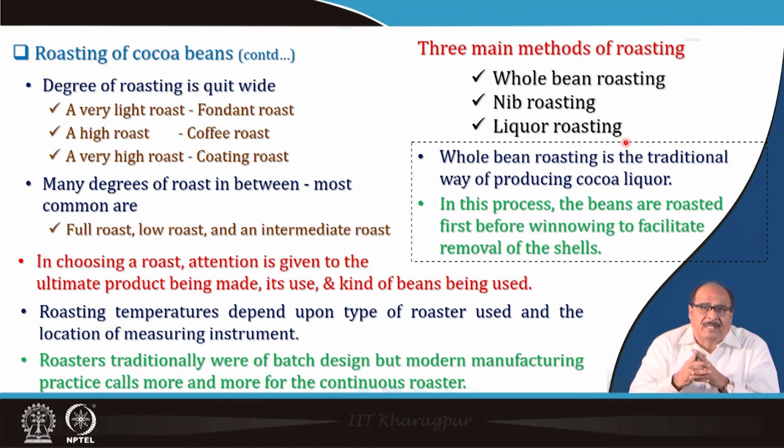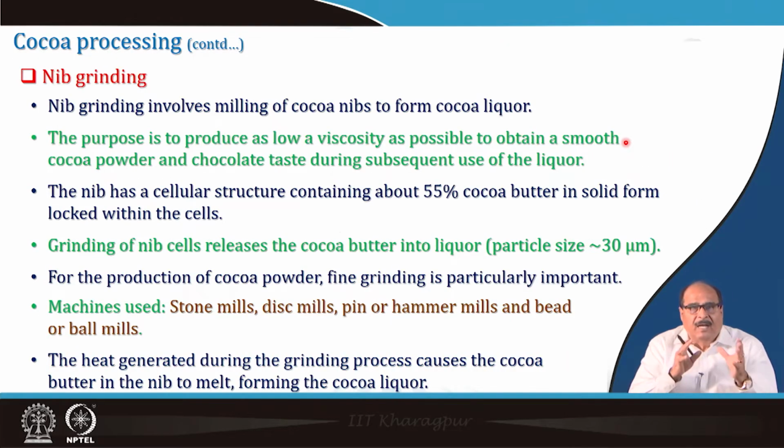There are three main methods of roasting, that is whole bean roasting, nib roasting, or even liquor roasting also. Whole bean roasting is the traditional way of producing cocoa liquor. In this process, the beans are roasted first before winnowing to facilitate the removal of the shell. Then after the roasting, the next important operation is nib grinding. Nib grinding involves milling of the cocoa nibs to form cocoa liquor or bitter chocolate or cocoa beverage, that is bitter chocolate or bitter cocoa mass.